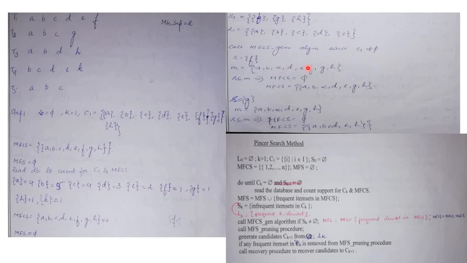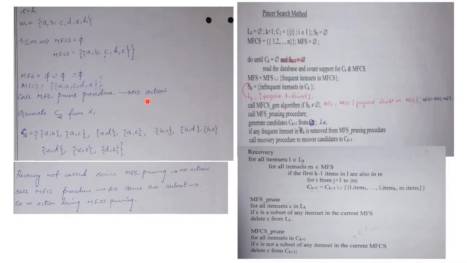When I remove F from M, this M will change, and I have to remove this M from MFCS. So MFCS will initially be the null set, and after removing F from this M, I will get A, B, C, D, E, G, H. Similarly, next is G. I have to consider the item set G. So I remove G from this MFCS and I get A, B, C, D, E, H. Next, I remove H from MFCS and I get A, B, C, D, E.